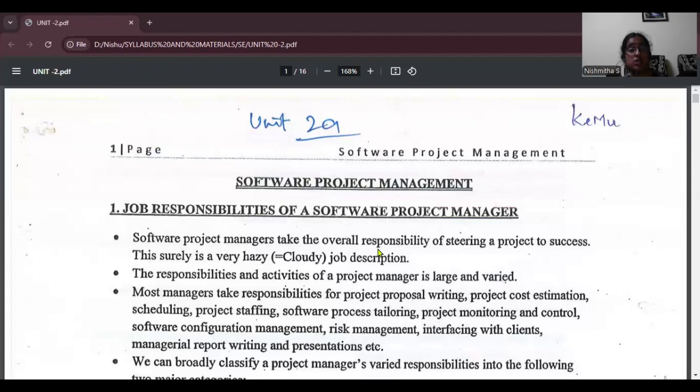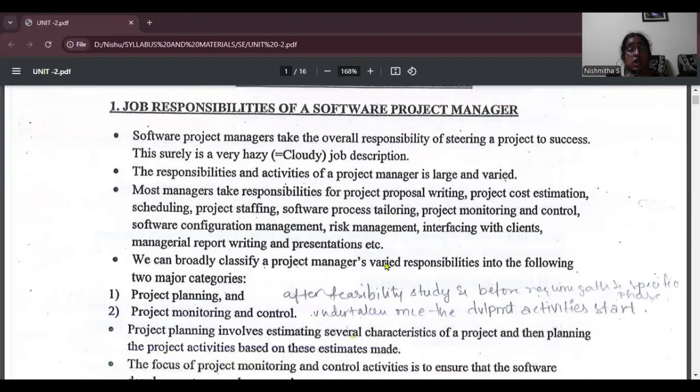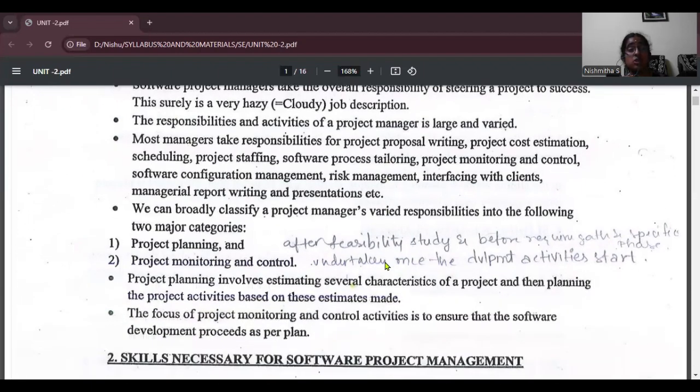Most managers take responsibilities for project proposal writing and project cost estimation, scheduling, project staffing, software process tailoring, project monitoring and control, and software configuration management. Now we can broadly classify the project managers' responsibilities into the following categories. First one is project planning and project monitoring and control.